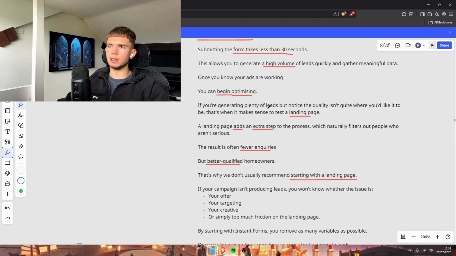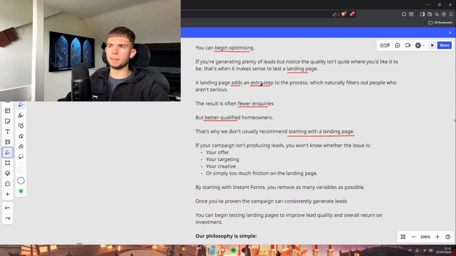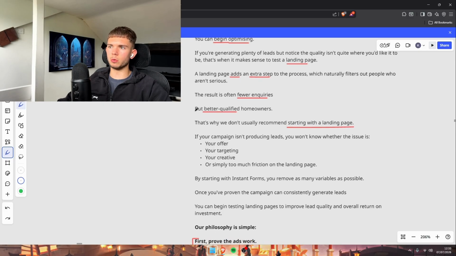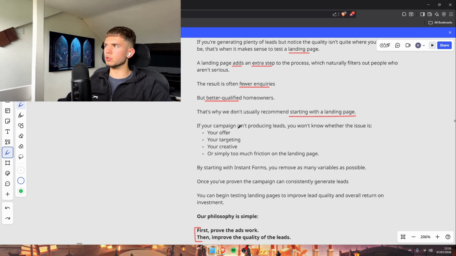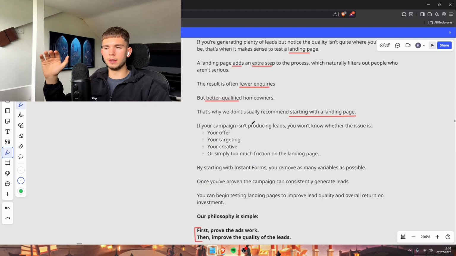If you're generating plenty of leads but notice the quality isn't quite where you'd like it to be, that's when it will make sense to test a landing page. A landing page adds an extra step to the process which naturally filters out people who aren't serious. The results are often fewer inquiries but better qualified homeowners. That's why we don't usually recommend starting with a landing page, because you obviously need the volume in the campaign to see if it's actually producing leads and see if it's good quality, right?